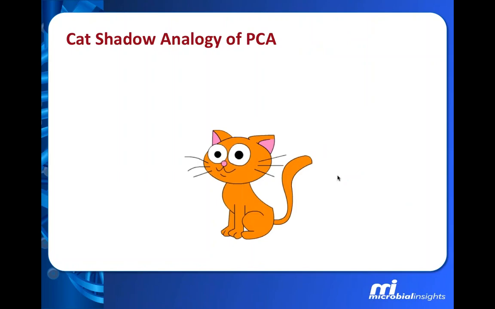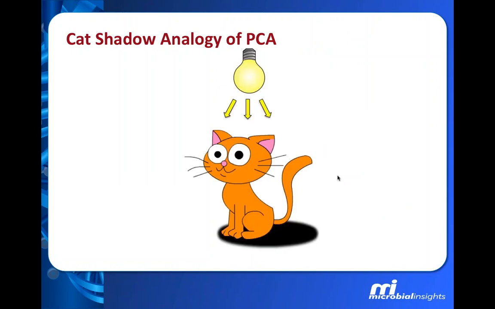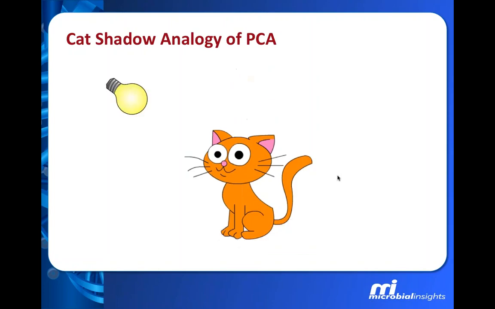So if you imagine shining a light on a cat, and it's going to cast a shadow on the ground. Based on where the light's coming from, we can gain or lose information about that cat. So if the light's shining straight down like I've done here, do you see the shadow below? It looks more like a blob. We're not getting a lot of information.